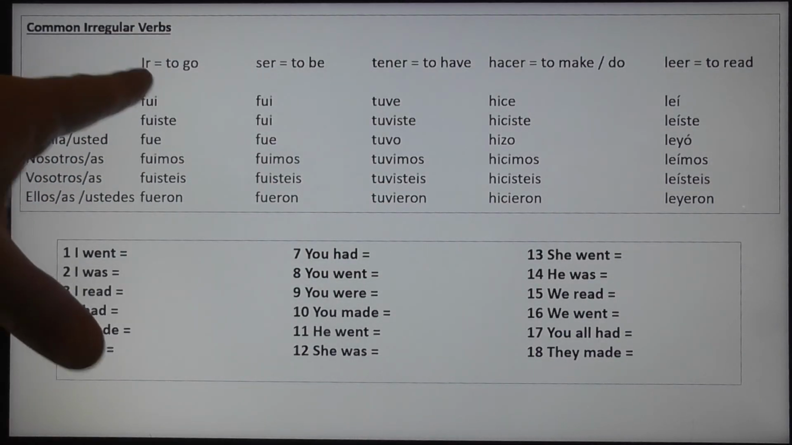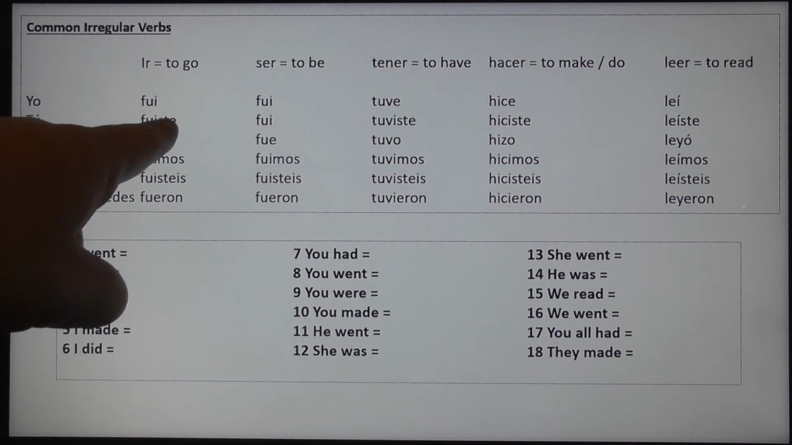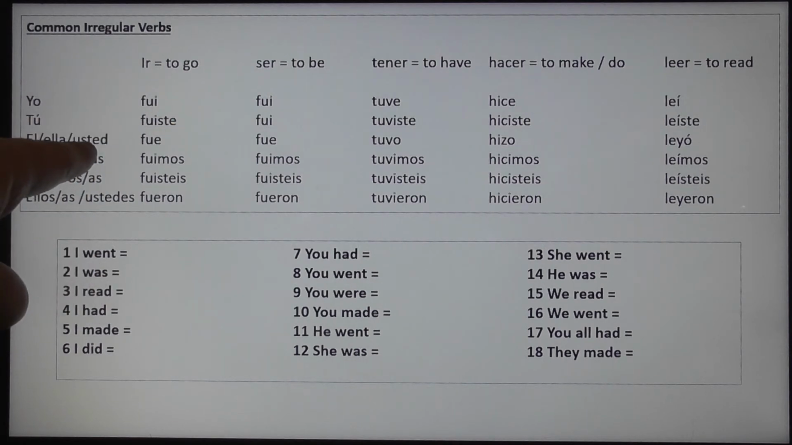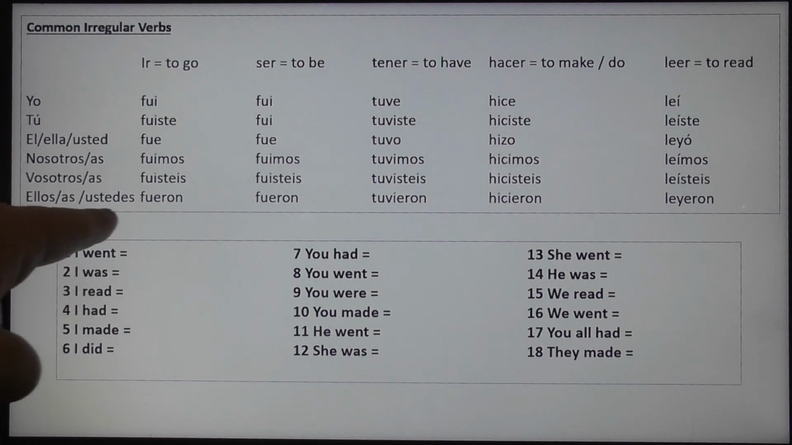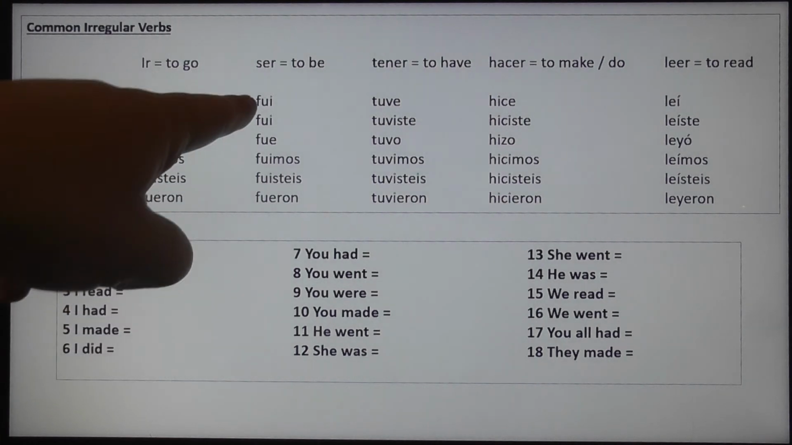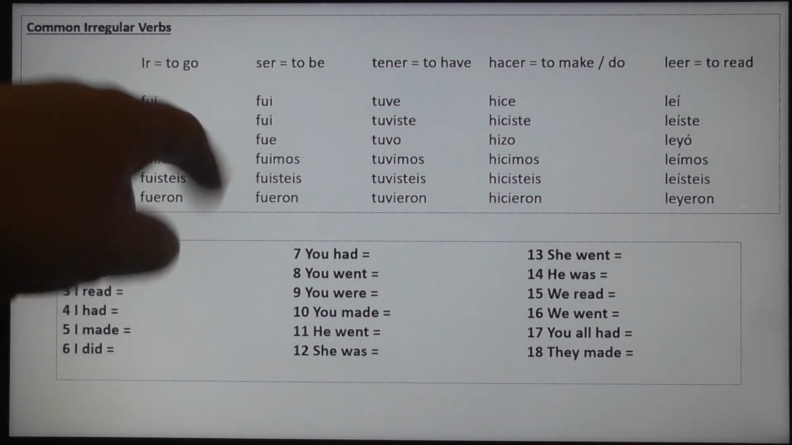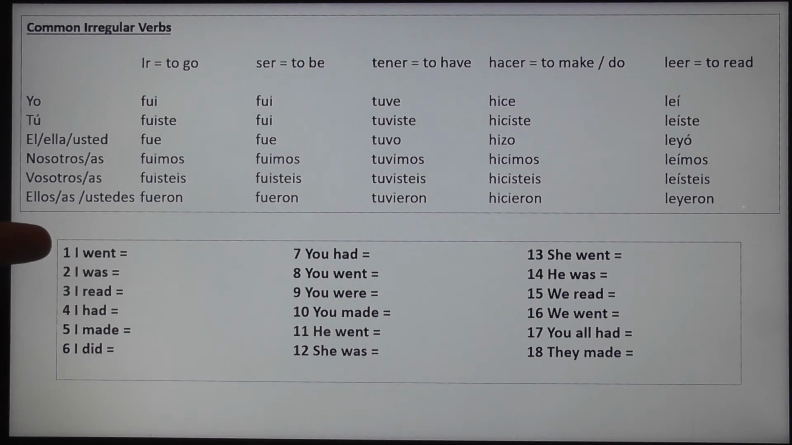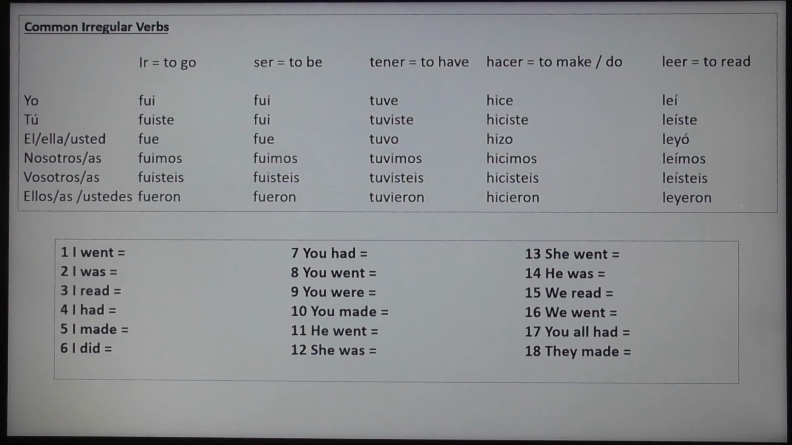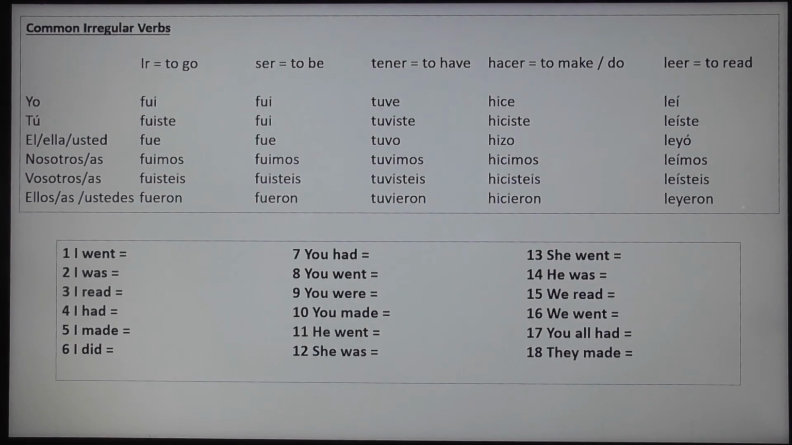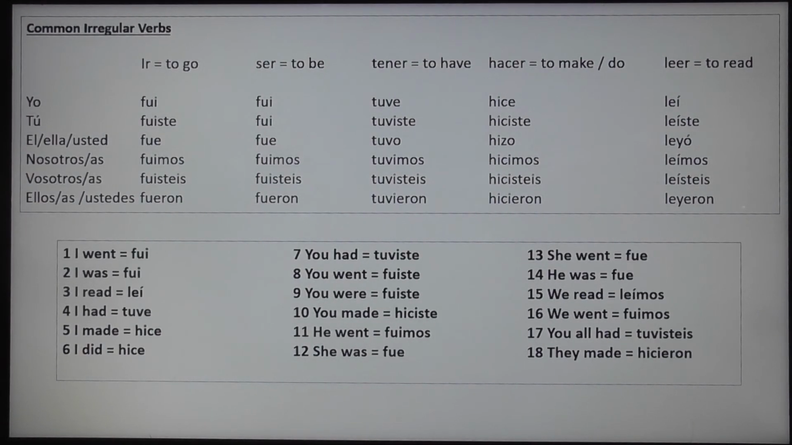So, I repeat, ir, to go. We've got I went, you went, he, she, you formal went, we went, all of you went, and they went. Okay, I was, you were, he, she was, and so on. So familiarize yourselves. Look through the English here and write down for me the corresponding Spanish. Y las respuestas en 1, 2, 3. Okay, I'm going to leave those up for you to have a look through to see how you got on.